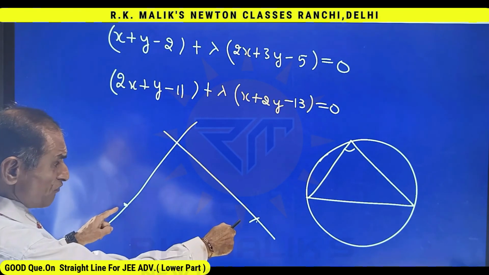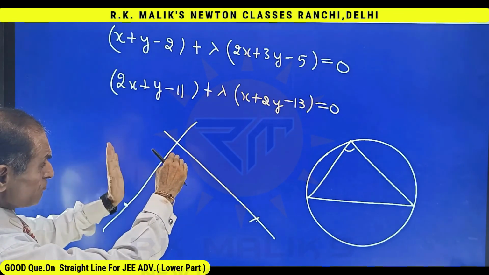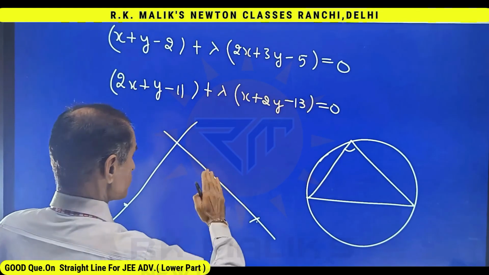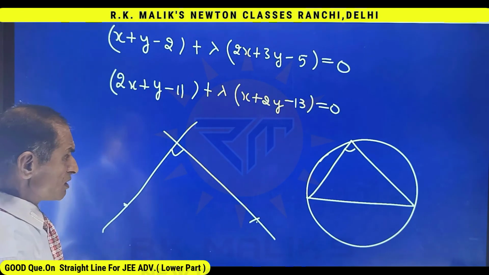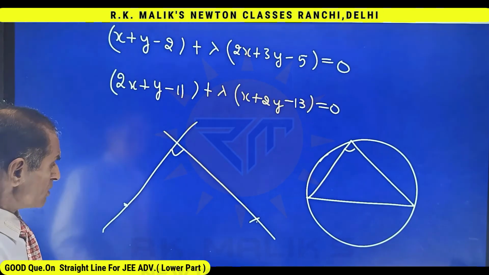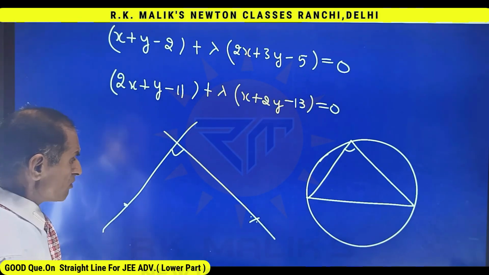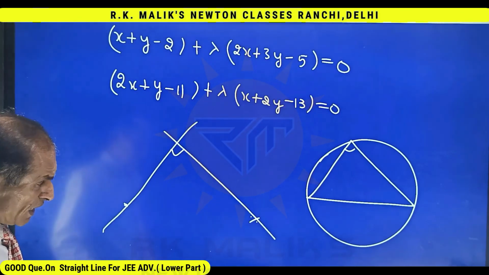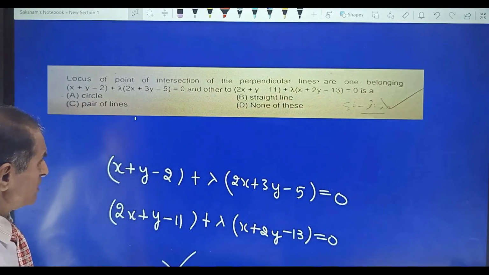Because these two points are fixed, only the lines are varying. One line is varying in this way, the other line is varying in this way. The only condition is that the angle remains 90 degrees. It is obvious that the locus of this point will be a circle for which these two points will be working as endpoints of the diameter. Hence I can say the correct choice is A.